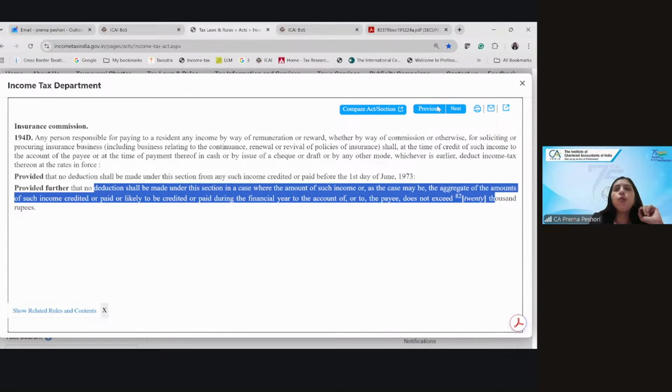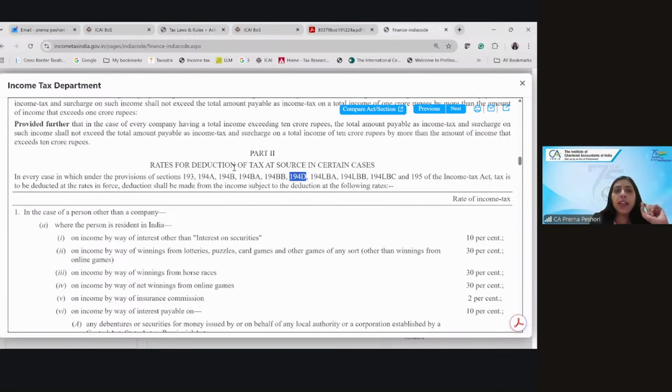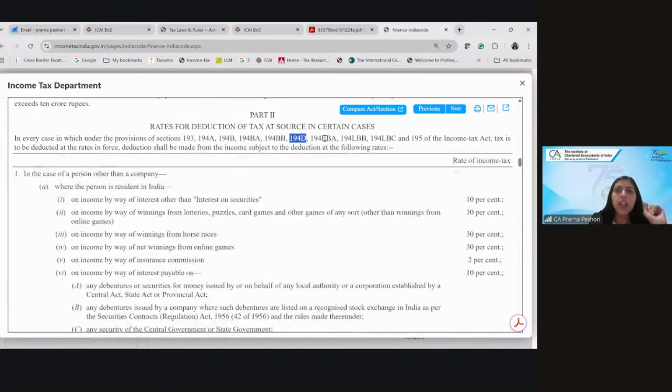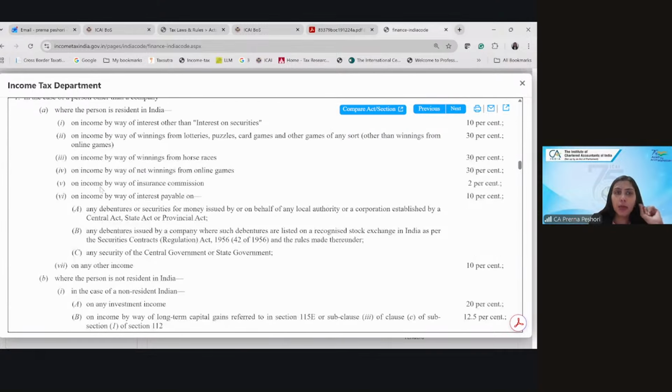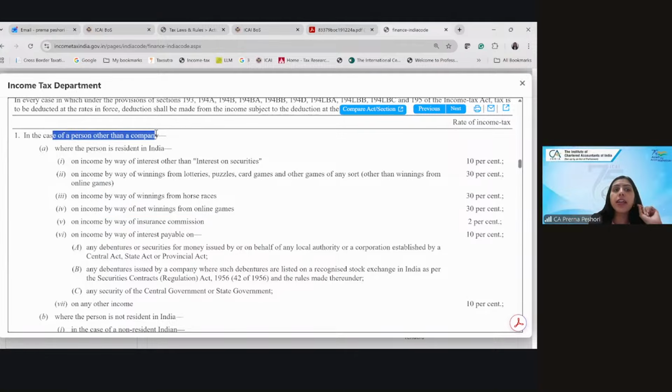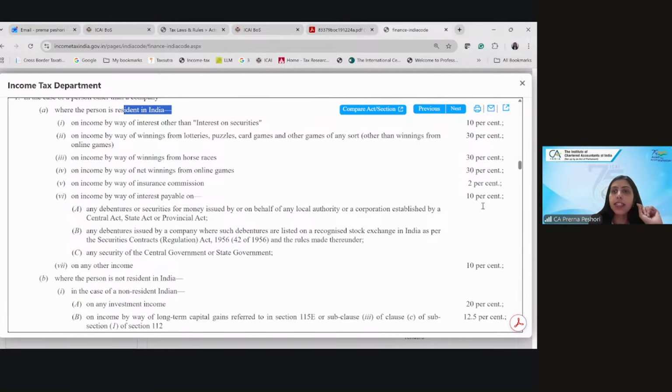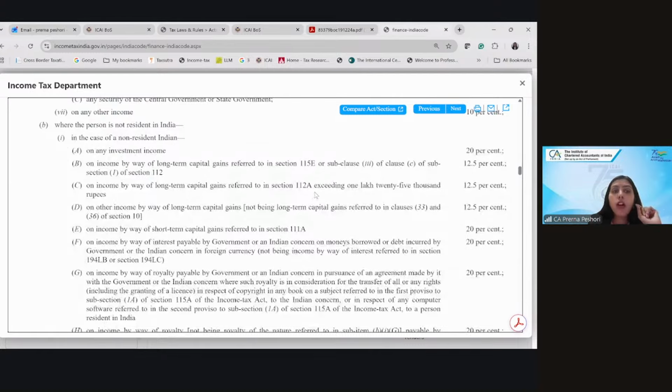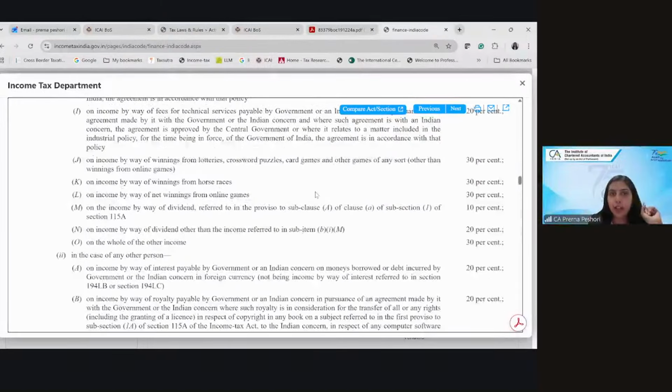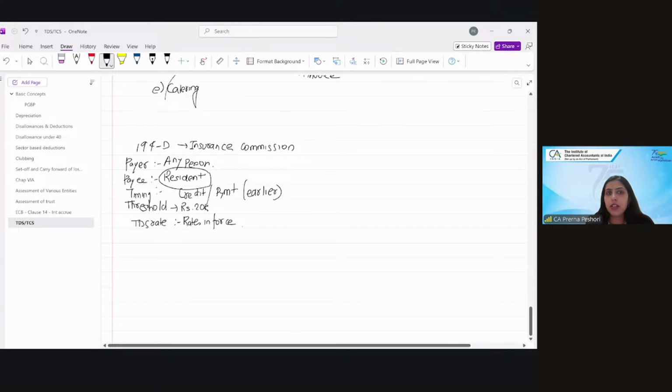Rates in force are given in the Finance Act. If you go to the Finance Act Part 2, Schedule 1, Schedule 1 talks about the rates. Right? Under that, 194D TDS rates are given. On the income by way of insurance commission, in case of a person other than a company where the person is resident in India, it is 2%. Where the person is non-resident, then it will go under 195. It will not come under 194D because 194D covers only payee as a resident.